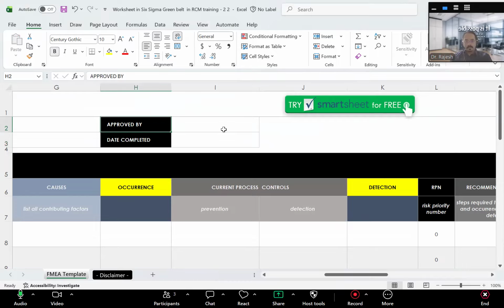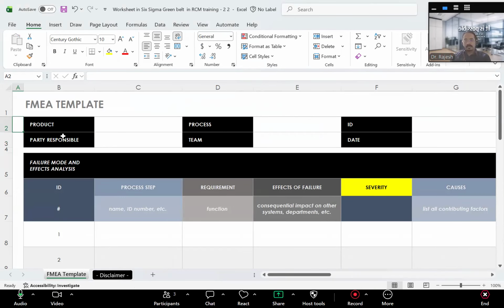In a new project, what we are trying to understand is failure mode and effects analysis. Before you even start the process, you have to understand where it can go wrong and be ready for that. You use a template. You can give your product name, and who is responsible for this FMEA template, which process.